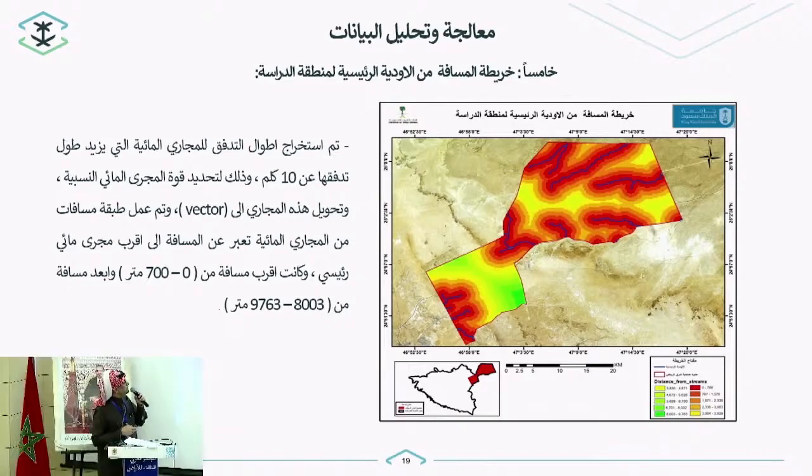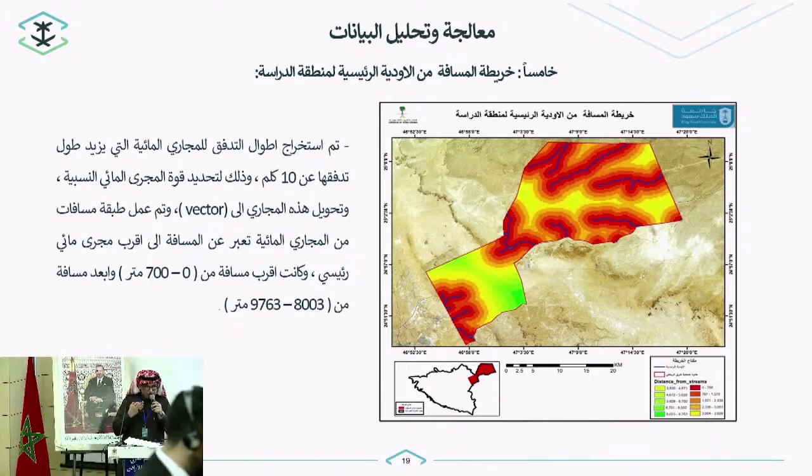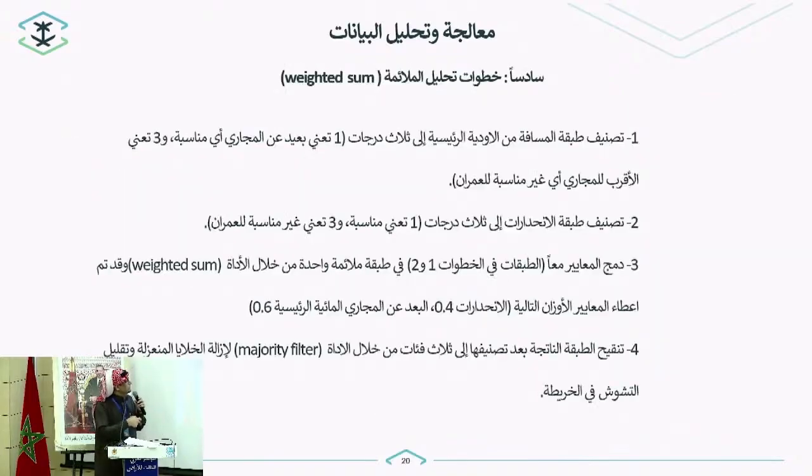Finally, last but not least, the map of the distance of flows, the main flows of the study, and this is what we talk about, the rivers. You can choose 1 kilometer or 2 kilometers according to the geographical position. There are 6 steps of analyzing the weighted sum.